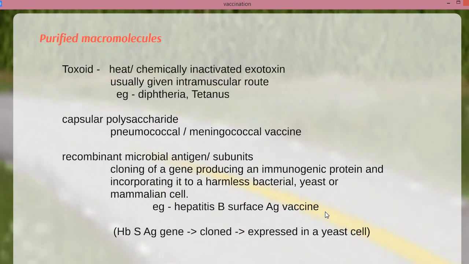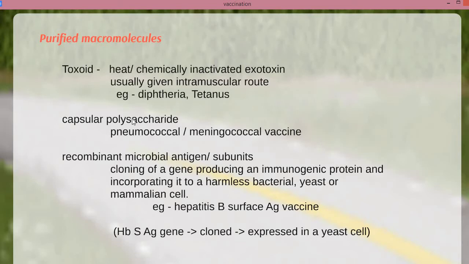Then we will move on to purified macromolecules. There are three types of macromolecules which are used. One is a toxoid. Toxoid is a heat or chemically inactivated exotoxin. The exotoxin produces the disease, but when you inactivate it using heat and chemical substances, it can be used to produce immunogenicity.